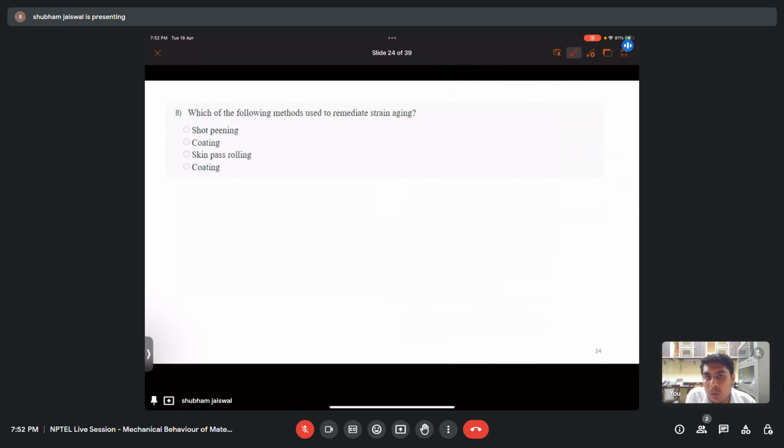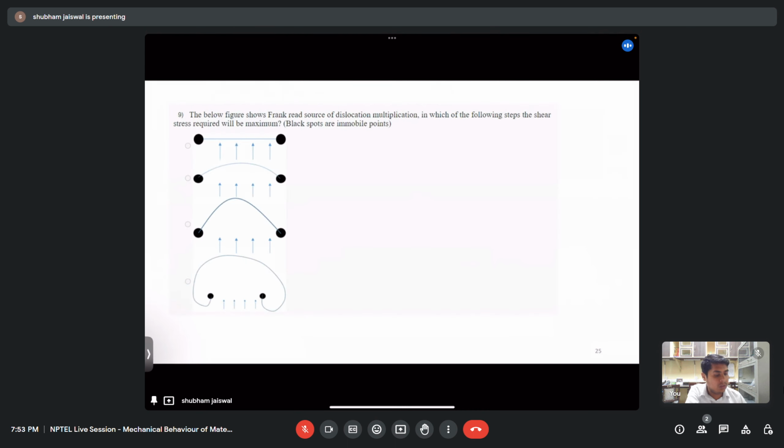So which of the following methods is used to remediate strain aging? So the correct option is skin pass rolling. Okay, in the skin pass rolling, we will use it to remediate the strain aging. So here we have the next question.